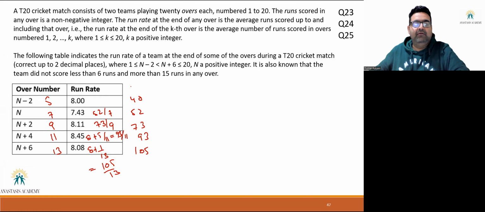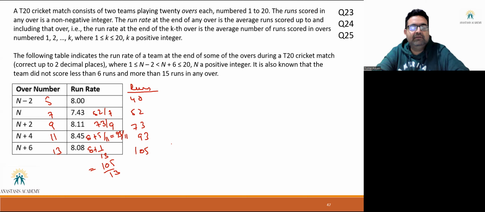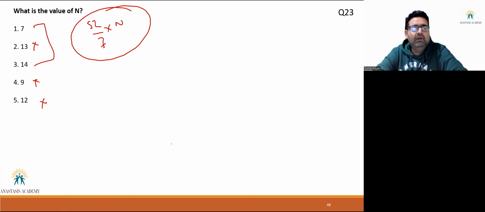So I know the runs at the end of these overs. After 5 overs, we were at 40, run rate 8. After 7 overs, we were at 52. And after 13 overs, we were at 105 runs. So everything is solvable if you are solid on your percentages. The previous set was solvable very easily if you were solid on your quant averages, and this was solvable if you were very solid on your percentages. So n is not 14, it is 7.